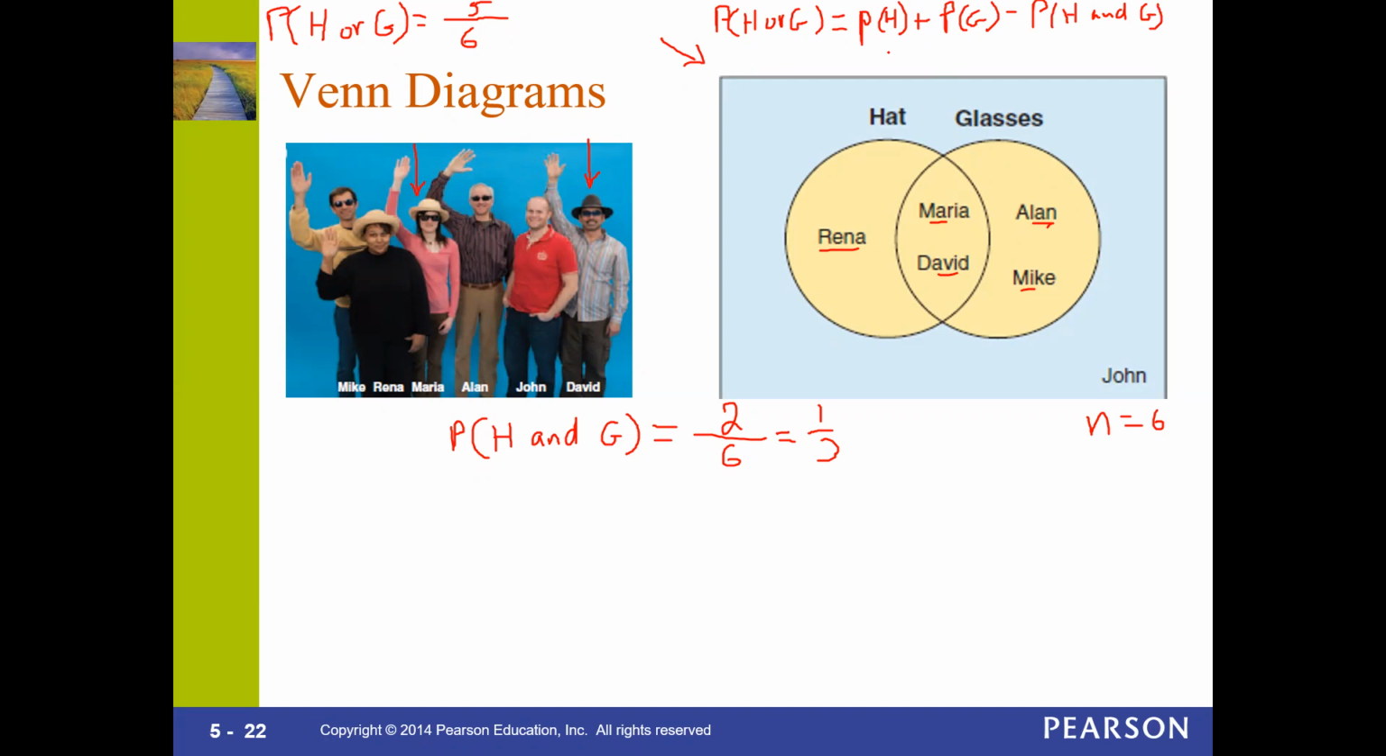So P of H, how many people are wearing hats? It's 3 people out of 6 wearing hats. How many people have glasses? Notice that it's 4 people wearing glasses. How many people wear both hat and glasses? It's only 2 people wearing both of them.